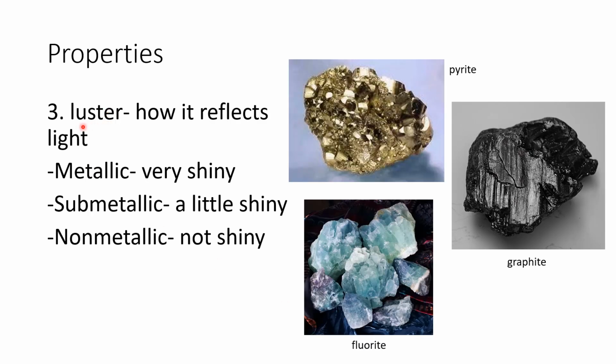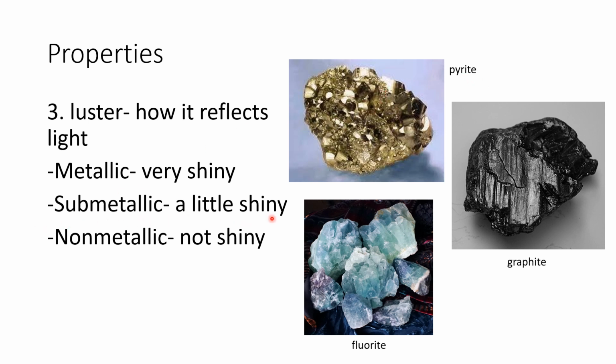Our next mineral property is luster. The luster of a mineral is how it reflects light. There's three main groupings of mineral lusters: metallic, submetallic, and nonmetallic. Metallic minerals are very shiny. They look like metal. Here's an example of one. This is pyrite or fool's gold.